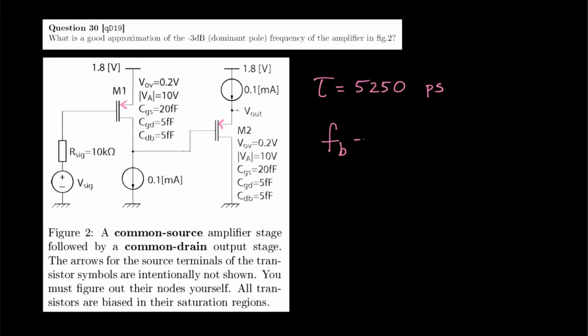of this pole by taking 1 over 2 pi tau. And that is equal to 30.3 megahertz. So we can approximate this by 30 megahertz.